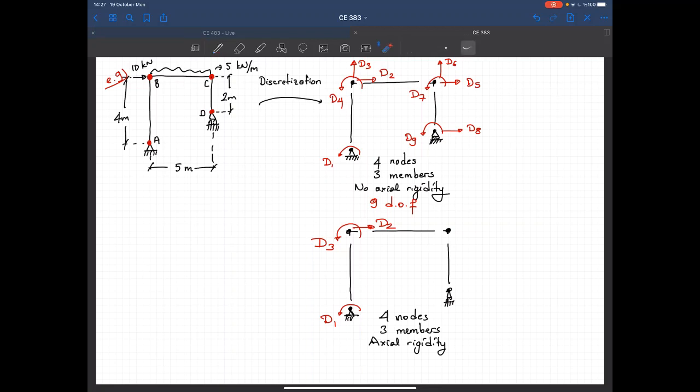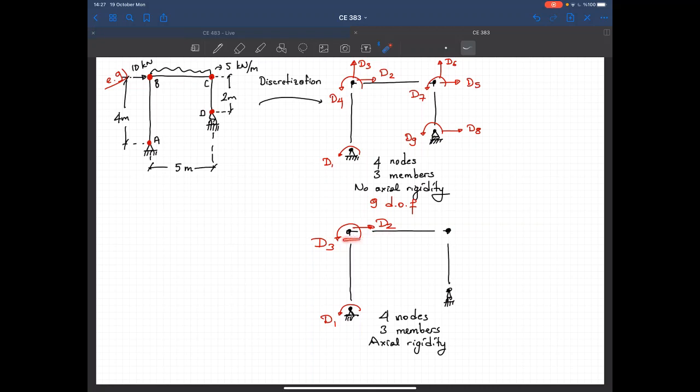Let's jump to node C. Can it translate in the horizontal direction? The answer is yes, but there's a constraint. If this point moves in that direction, I should have the same amount of translation at point B.